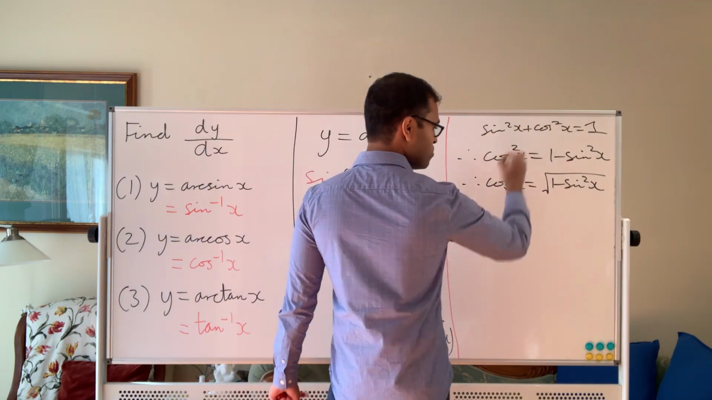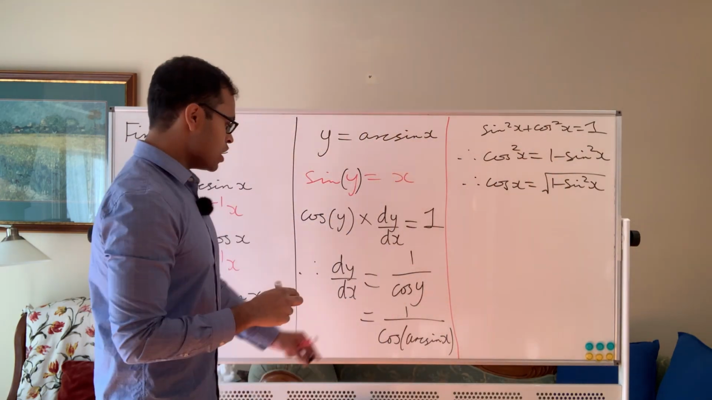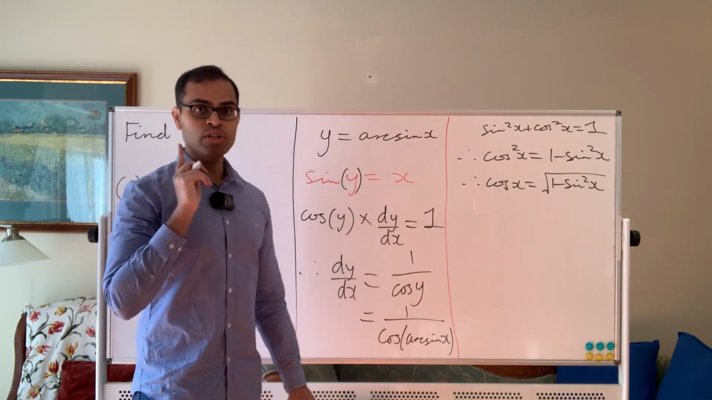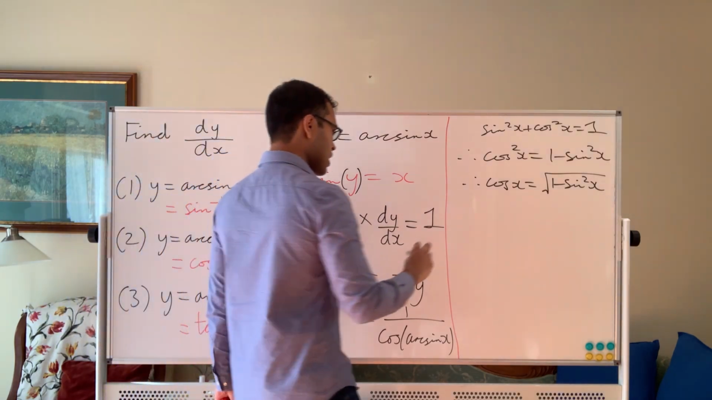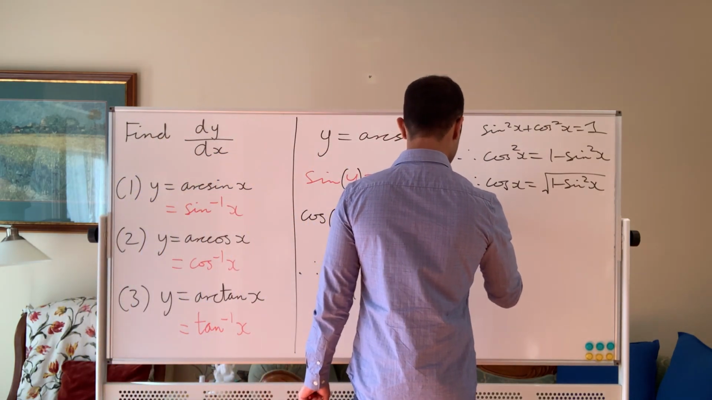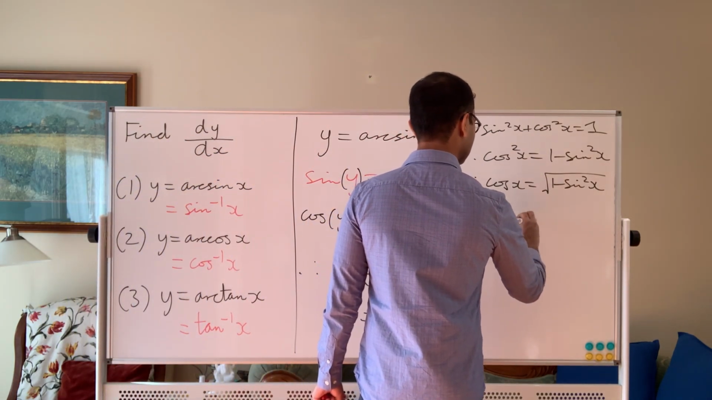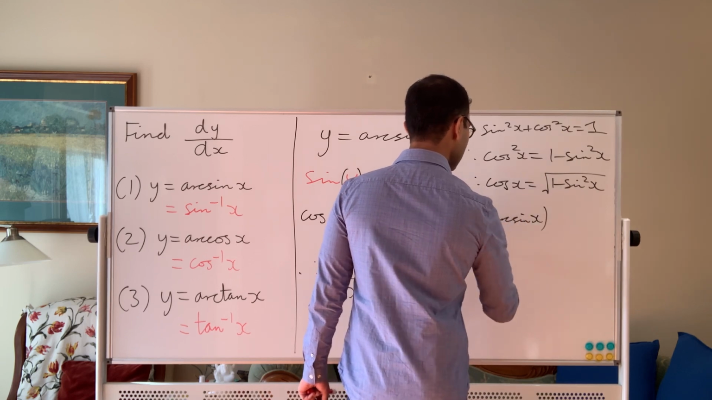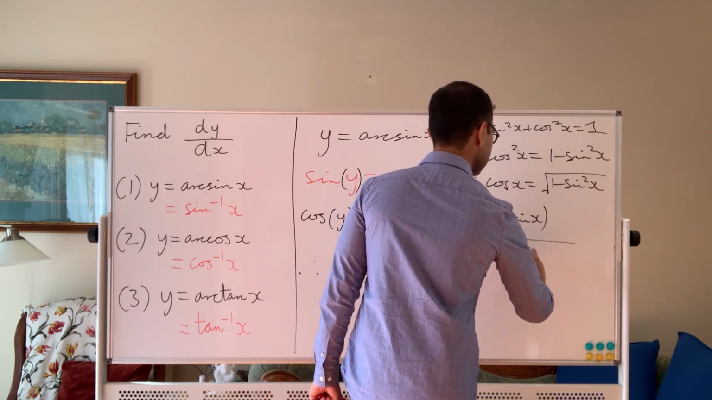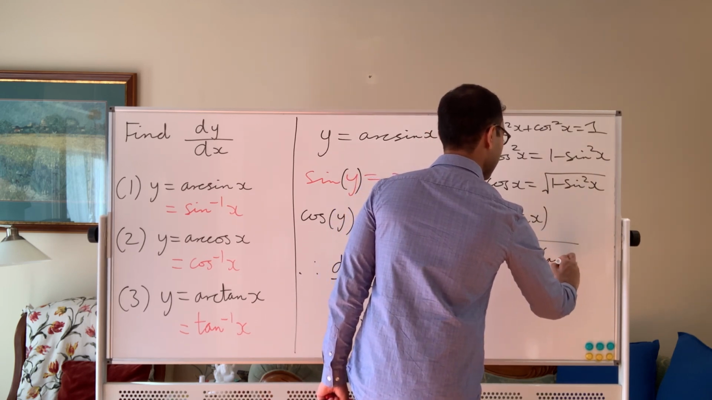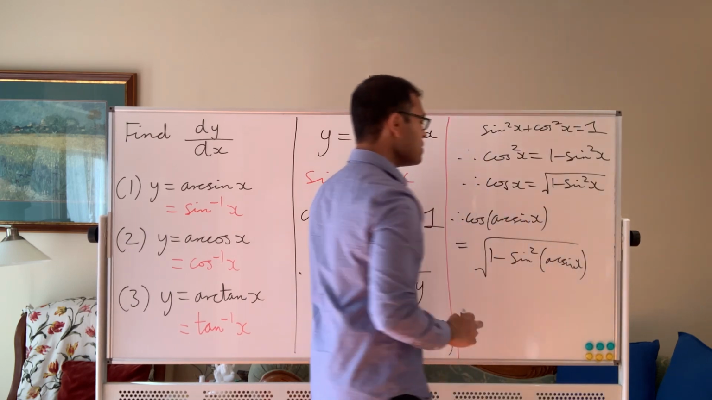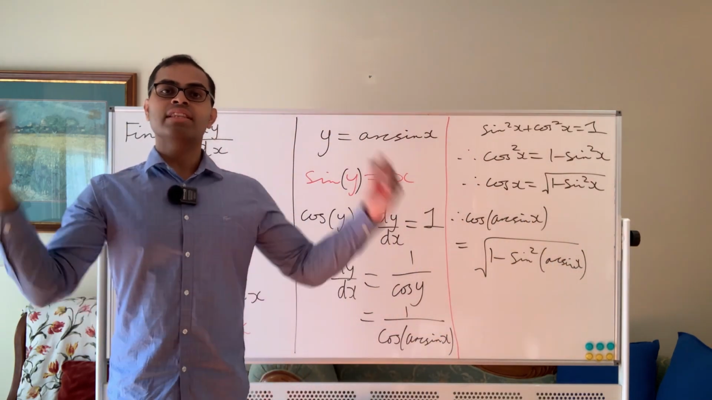So what we can now do is use this trick to express cosine of arcsine x. We know sine of arcsine x. So therefore we know that cosine of arcsine x is going to equal the square root of 1 minus sine squared of arcsine x. And remember that sine squared of something is sine of that thing squared.